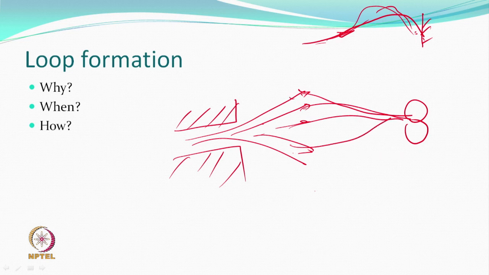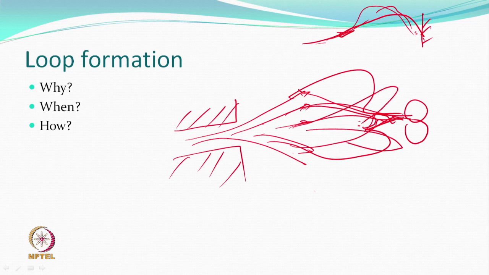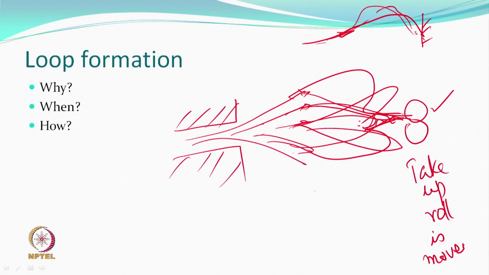So how will they converge? This will probably make like this. This may make and then start entanglement here. This may do like this. This may make like that. The other one may do things like this. So loop formation will take place because we hope that this, which is a take up roll, is moving slowly.